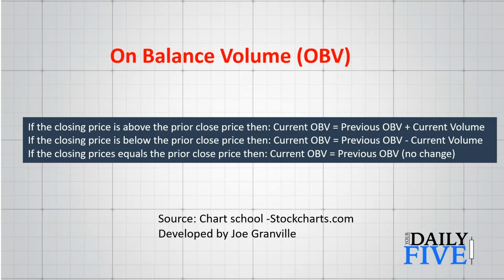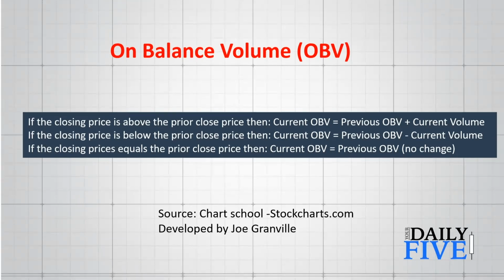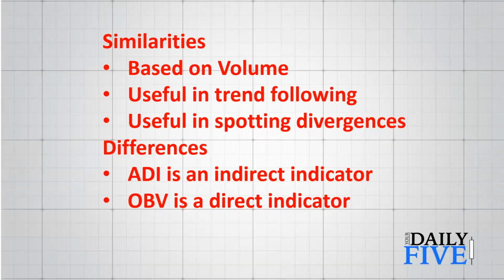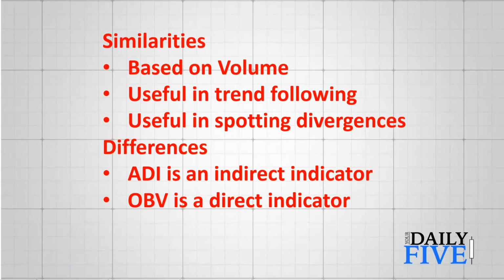Bottom line is on balance volume is more direct. Accumulation distribution is more indirect. Similarities: they're both based on volume. Volume is the key because volume means trading activity. Trading activity means that's where the algos are and that's where the money is. Both are very useful in trend following and useful in spotting divergences. I'll tell you all about that in a second. The difference, again, is ADI is indirect and on balance volume is a direct indicator. Not a big deal, but it's important to remember that, as you'll see in a second.